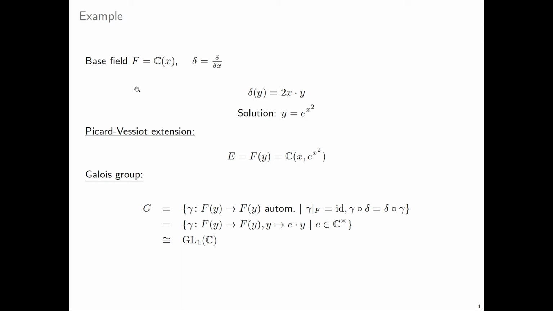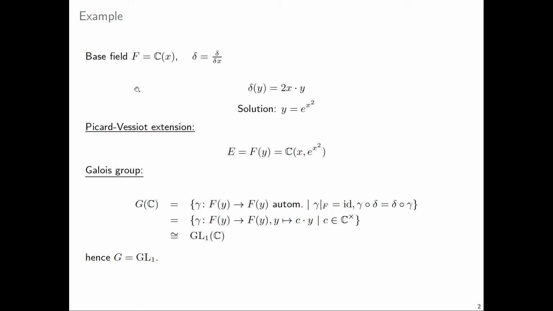And to be more precise, these are the C-rational points of this group, but since C is algebraically closed, and this differential Galois group is a linear algebraic group, these C-rational points determine the whole group. So G equals GL1 in this example.